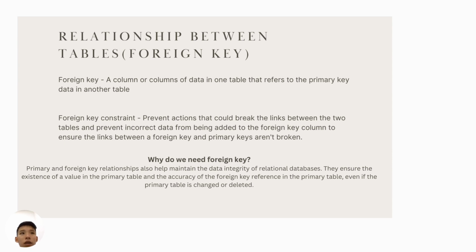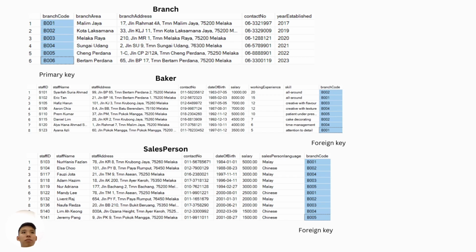Why do we need foreign key? We need foreign key to help to maintain the data integrity of a relational database. They ensure the existence of a value in the primary table and the accuracy of the foreign key reference in the primary table, even if the primary table is changed or deleted.